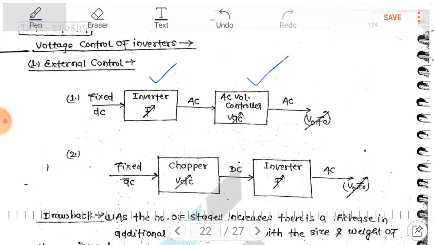The second control is using chopper and inverter module. We use a chopper at the input side of the inverter, and first we convert the fixed DC to variable DC, and this variable DC is passed through the inverter where the frequency of the inverter is varied.